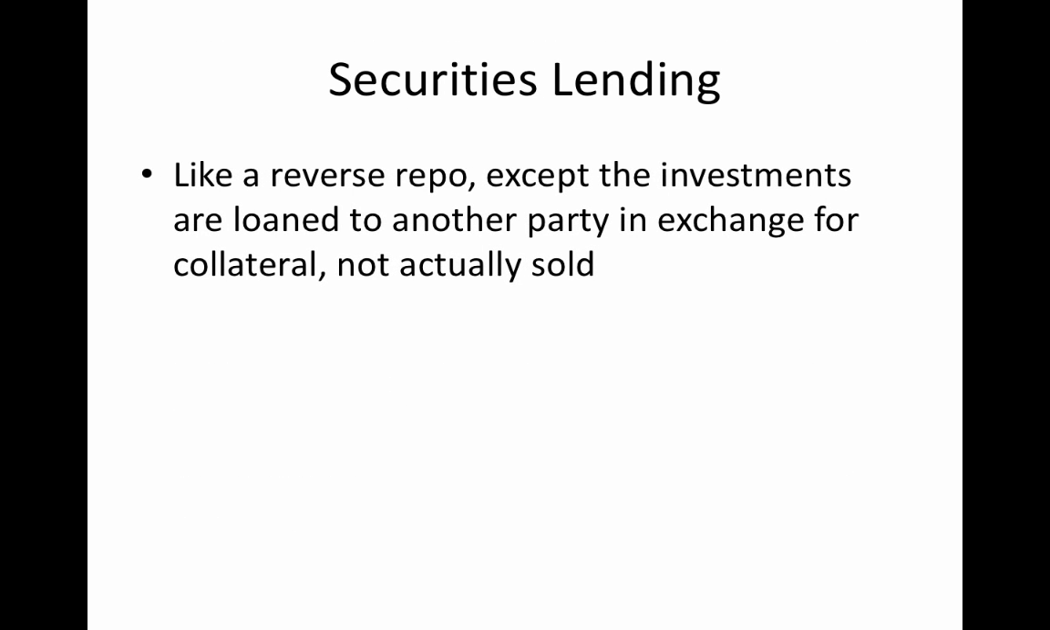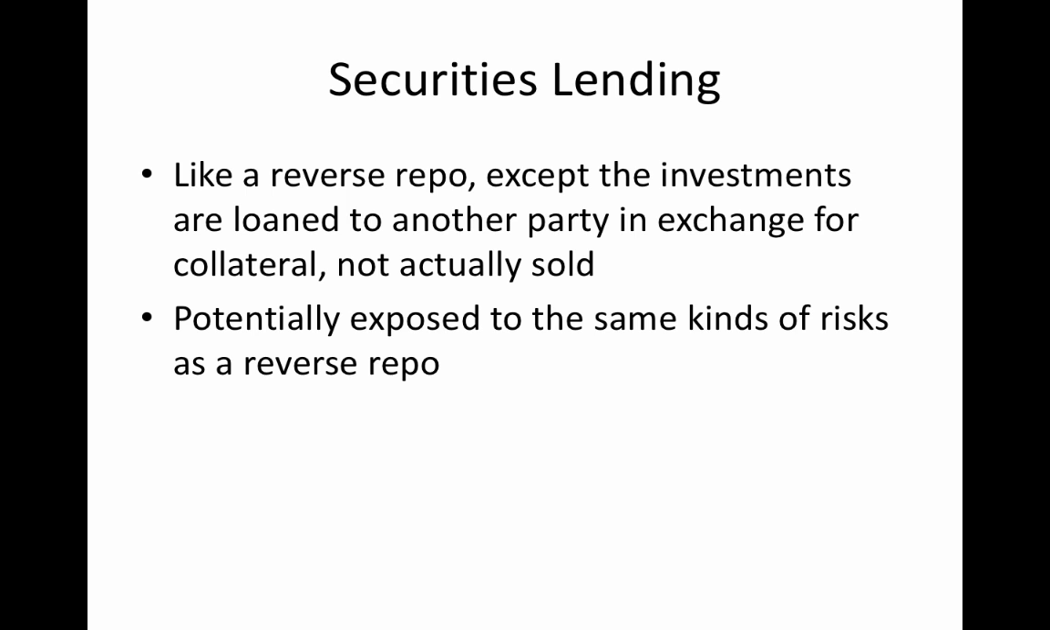Securities lending is very much like a reverse repo, except rather than selling the investment, the government is loaning the investment to another party. And so, in this case, the government continues to report the investment because it still owns it. It's only loaned it to this other party. Whereas with a reverse repurchase agreement, it would remove the investments from its books because it actually has sold them and no longer owns them, even though it has promised to rebuy them at a future date. So securities lending is exposed to the same types of risks as a reverse repo.